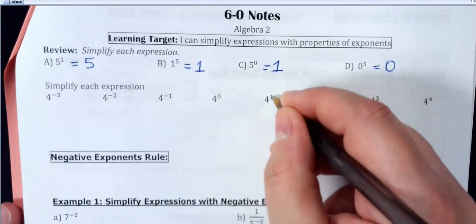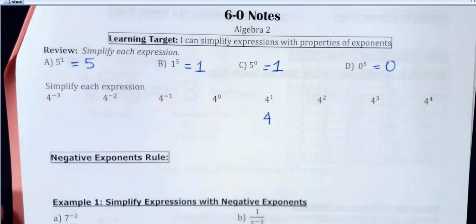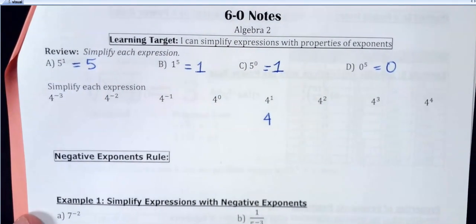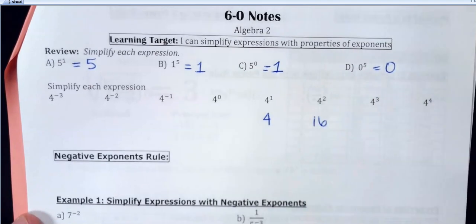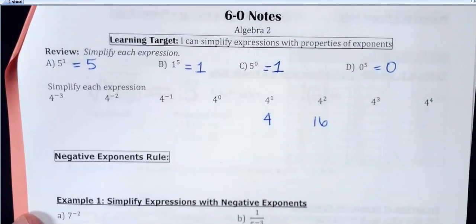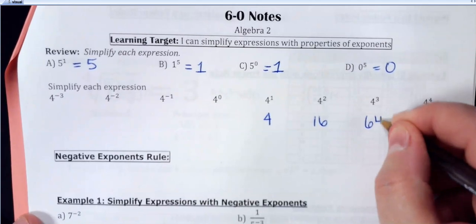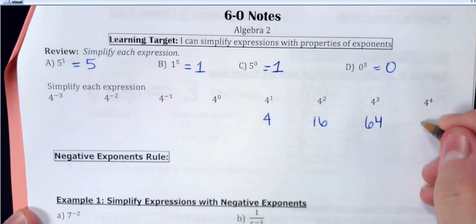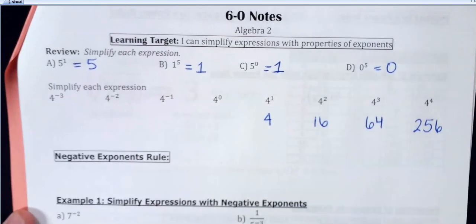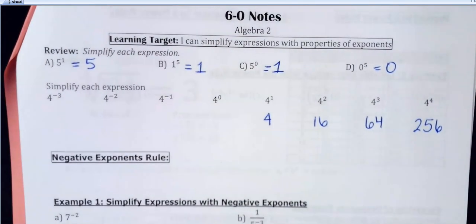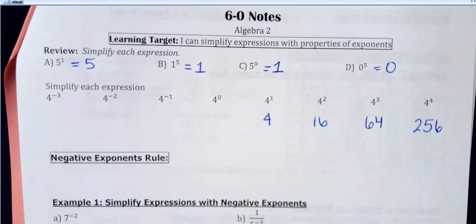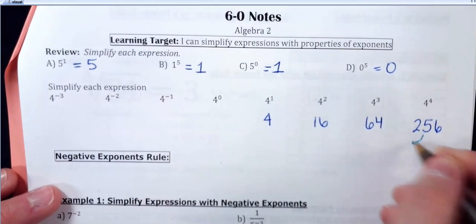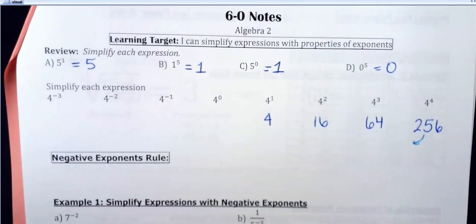4 to the first is just 4, right? 4 to the second, that means 4 times 4. So this is 16. 4 to the third, 4 times 4 times 4, this is 64. And 4 to the fourth, 4 times 4 times 4 times 4, this is 256. Okay, so let me explain really quickly. If you were to go backwards here, I'm going to go from right to left.